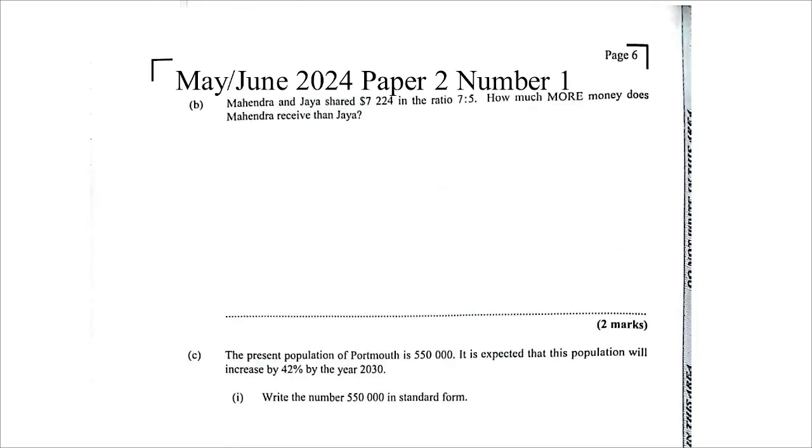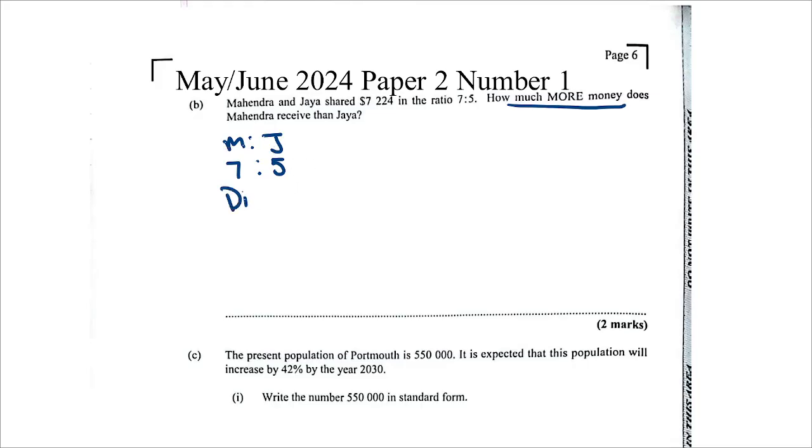Right, this question here says easy consumer arithmetic. Mahindra and Jaya shared 7,224 in ratio 7 to 5. How much more money does Mahindra receive than Jaya? First off, the order in which the ratio is in is the order in which the names are given. So we know that it's Mahindra, then Jaya. So Mahindra got 7 parts. Jaya got 5 parts. They want to know how much more money. That basically means they want to know the difference between Mahindra and Jaya.